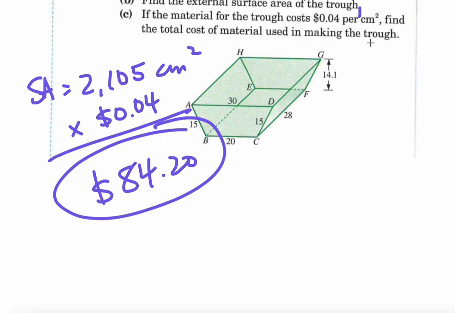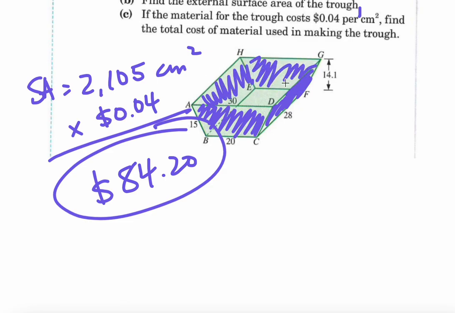And again, we needed surface area for it because we need to figure out how much it costs to make each of these sides here, which we calculated with our surface area. Volume would be how much food can fit inside.